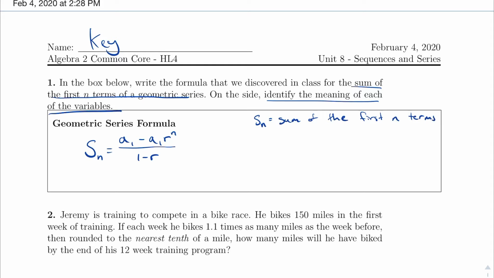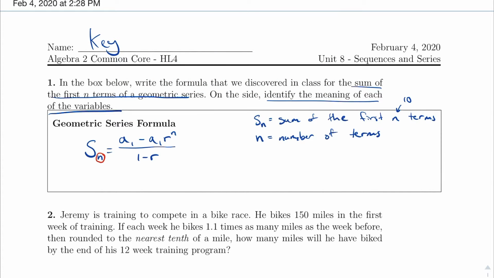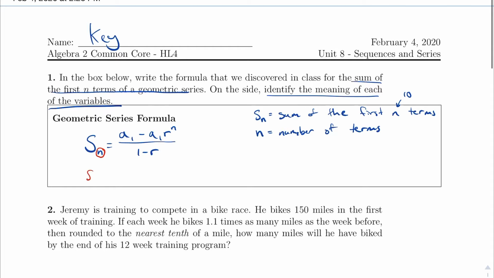So if we wanted to add up 10 terms, that would be like 10 here. N is the number of terms. And that comes up in the formula in a couple of places. It comes up here. So if we wanted to add up 10 terms, it would be s sub 10. And it also comes up here, so the power always matches the subscript. A1 is the first term, and r is the common ratio.